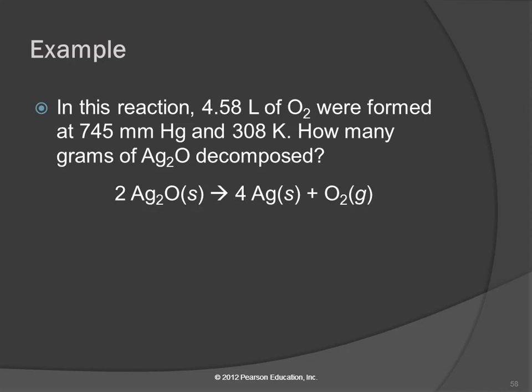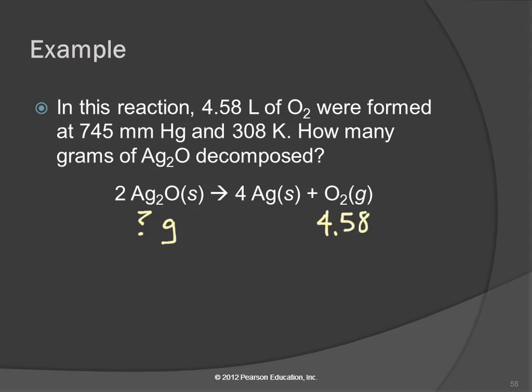So here's an example. 4.58 liters of oxygen were formed at 745 millimeters of mercury and 308 Kelvin. How many grams of silver oxide decomposed? Well, here we have an equation. So what we're doing here is combining gas law stuff with stoichiometry. The question we're being asked is how many grams of this stuff? And we're given information about the oxygen.